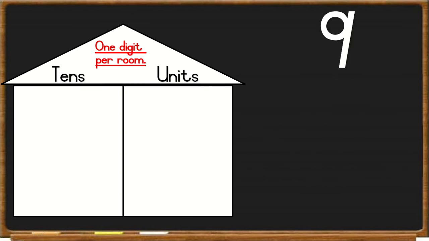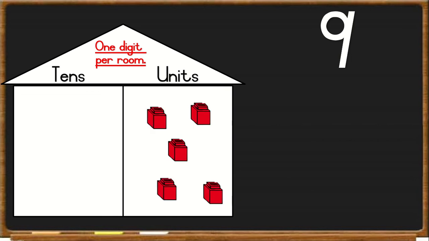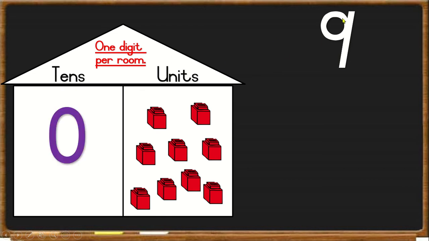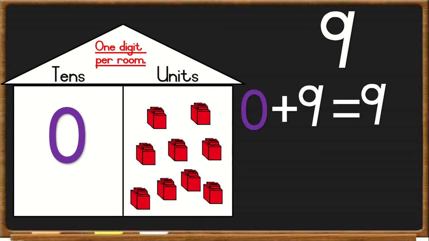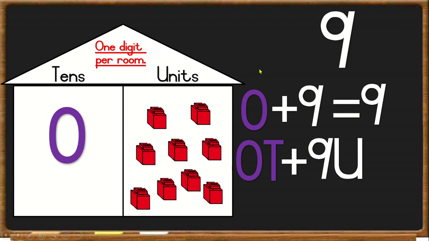Next we have the number 9. Now we have to put in 1, 2, 3, 4, 5, 6, 7, 8, 9. So we have 9 units that shows 9. So we have 0 tens because there's no block in the tens room. So 0 plus 9 equals 9 because we have nothing here, plus 9 here equals 9. Therefore, we can say we have 0 tens, so there's no tens, plus 9 units equals 9.